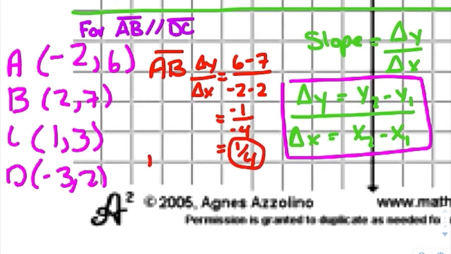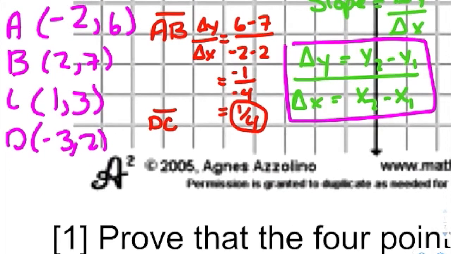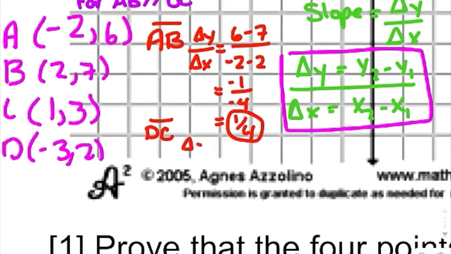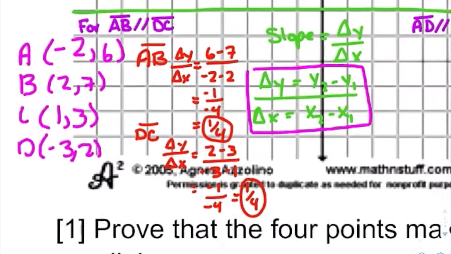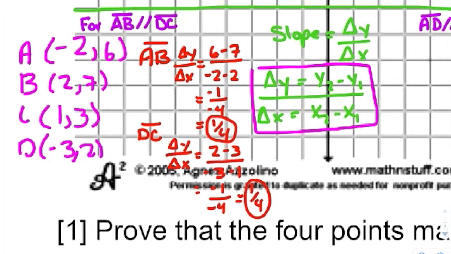Now let's go ahead and check DC. So going from D to C, delta y over delta x. D to C goes from 2 to 3, and then negative 3 to 1. 2 minus 3 on top is negative 1. Negative 3 minus 1 on bottom is negative 4. So that should just equal 1/4. And so right there, that proves that those are actually parallel because they have the same slopes.